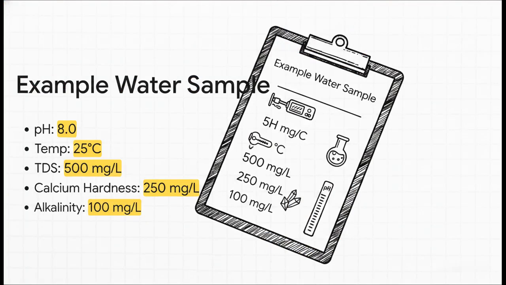Okay, here's our data from a tap water analysis. We've got a measured pH of 8.0, the temperature is 25 degrees Celsius, our TDS is 500, calcium hardness is 250, and the alkalinity is 100 milligrams per liter. These 5 numbers are everything we need.